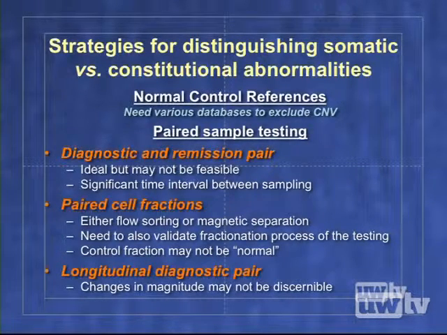So there are several different strategies to distinguish somatic versus constitutional abnormalities. The obvious one is using normal control references. Currently, there are many different databases to exclude copy number variations that are known to happen in normal people. And the approach that we use in the clinic, which I think is most useful, is the paired sample testing approach.